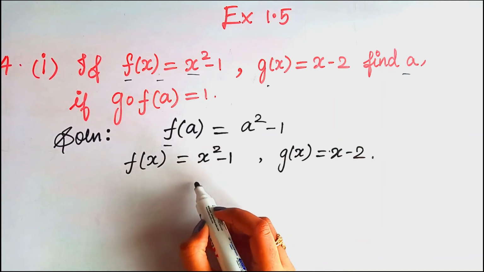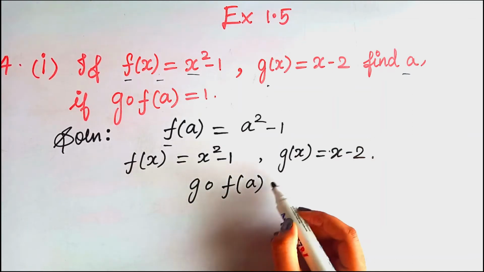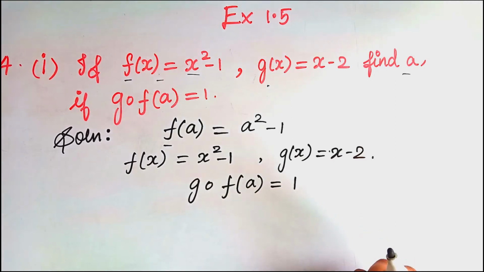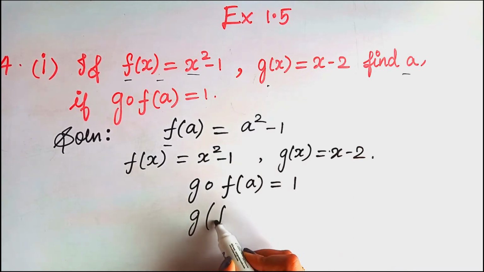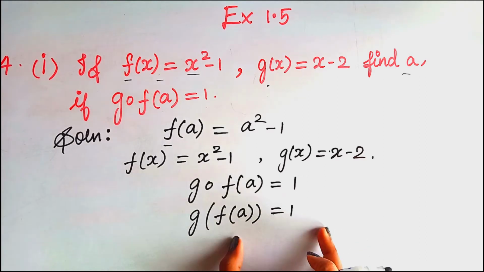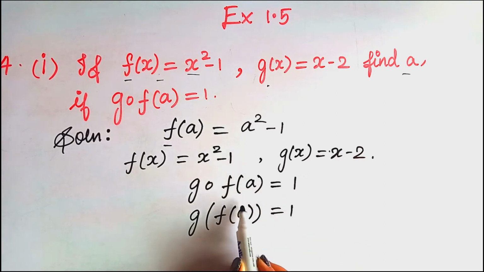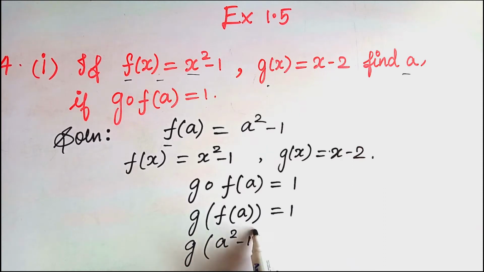Now let's write the equality here, which is g dot f of a is equal to 1, right? So by the definition of composition of function, you can write this as g of f of a is equal to 1. Okay, so you can write this, and then now we know the value of f of a, right, which is a square minus 1. So let's substitute that here, so that we'll get g of a square minus 1 is equal to 1.